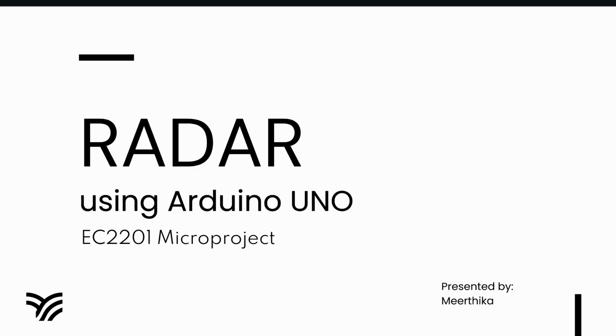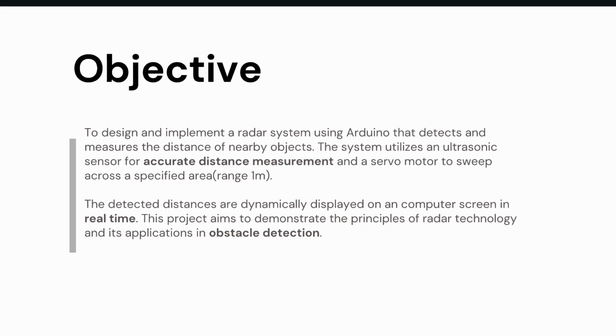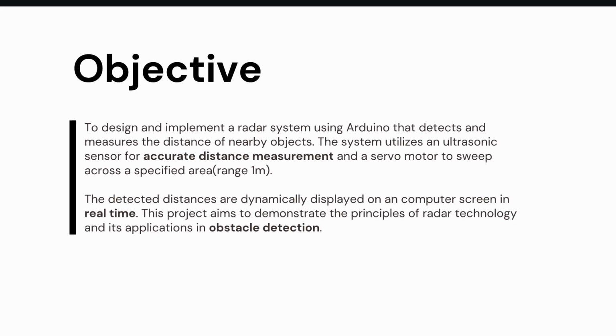I have developed a radar system using Arduino Uno. The main objective of my project is to design and implement a radar system which utilizes an ultrasonic sensor for accurate distance measurement and a servo motor to sweep across a specified range. Here we have given the range as 1 meter, and the detected distances and angles will be dynamically displayed on the computer screen in real time. This project aims to demonstrate the principles of radar technology and its application in obstacle detection.